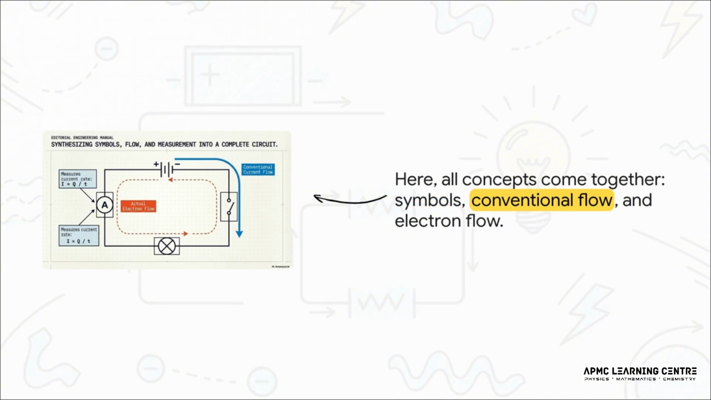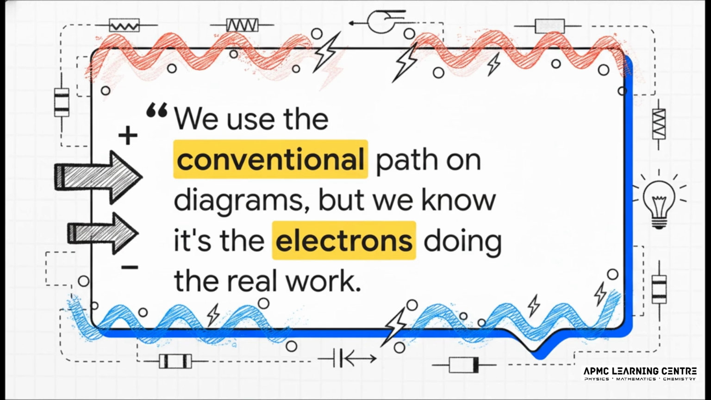And look at this. This diagram pulls everything we've talked about together into one picture. You've got the standard symbols we just saw, you've got the ammeter right there in the circuit, measuring the flow, and most importantly, notice the arrows. There's the one for conventional current, dutifully going from plus to minus, just like the textbooks say. But then you have the other arrow, showing what's really happening, the electrons flowing in the opposite direction to get the job done. And that right there is the key takeaway.